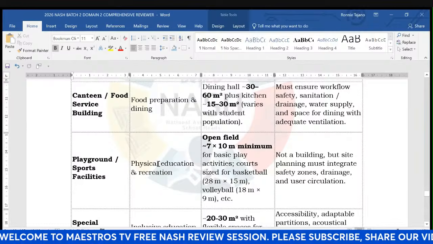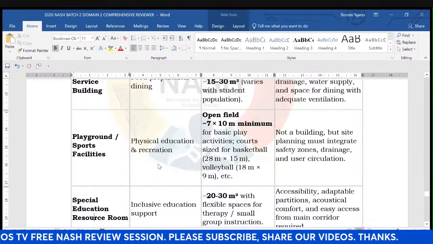Playground, open field of 7 by 10. Okay, with the court size of a basketball court.